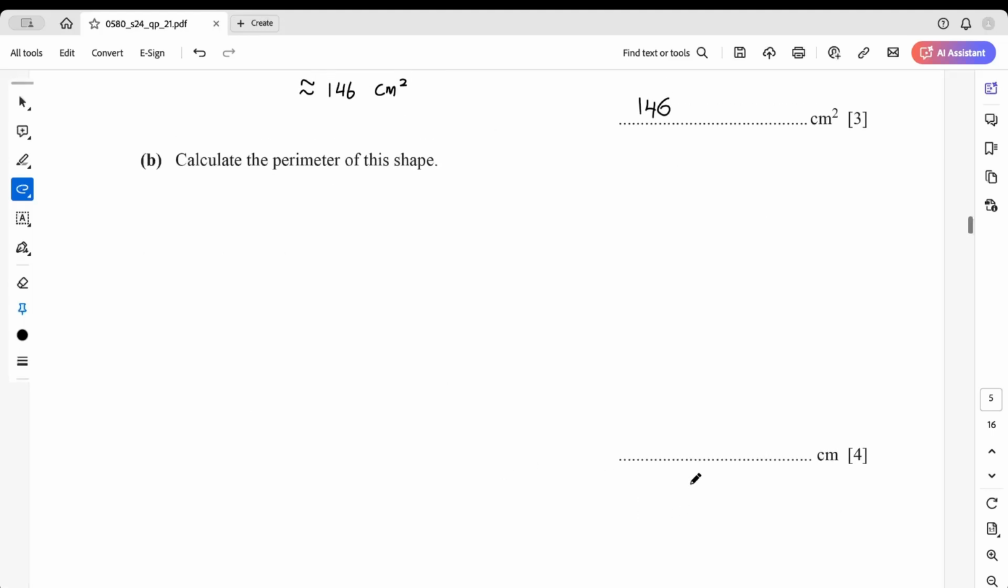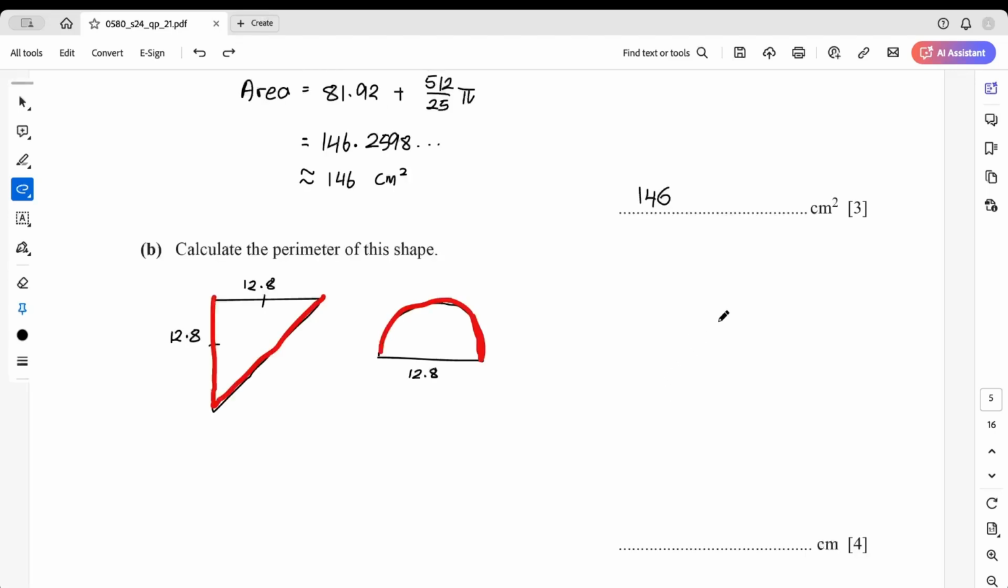Part B, calculate the perimeter of the shape. So the lengths we need to measure are the one in red. So we know this is 12.8, but we want to find this slanted length, or the hypotenuse of this right angle triangle.